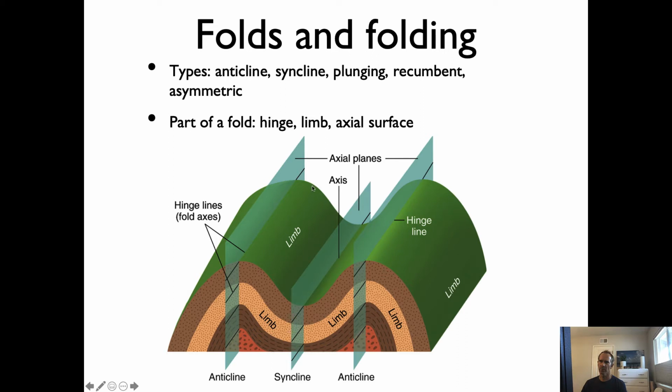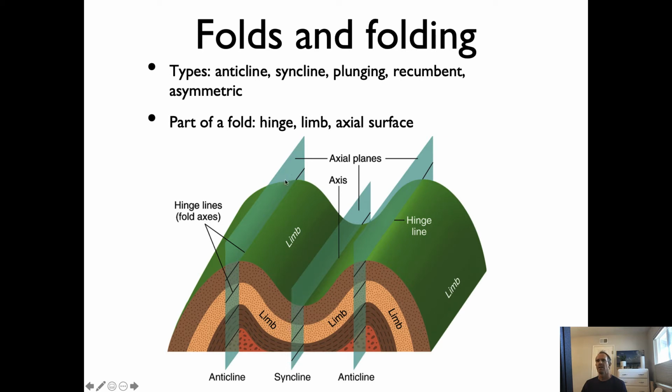Skipping down to the parts of the fold, we have the hinge or the fold axis as being sort of the point of maximum curvature, and the limbs are the straighter sections on either side. Also shown here are the axial planes. A fold axis is just an orientation of a line in space, and it could be anywhere. It can be located at the surface, it can be down here between these two layers. It's literally just anywhere. But the axial surface is the surface that connects all these hinge lines.